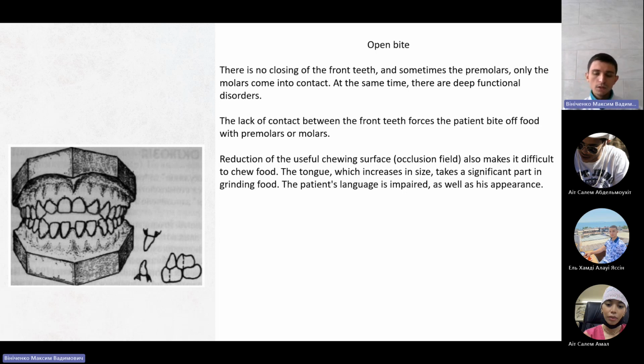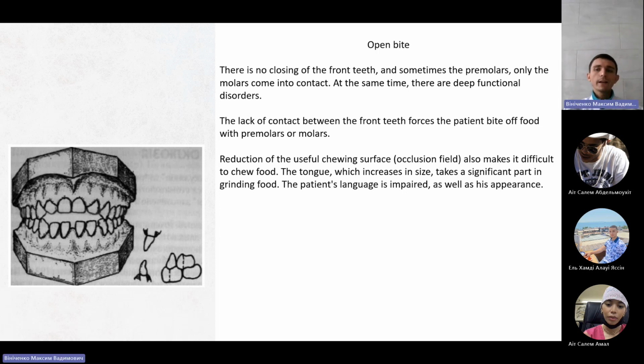What can cause the open bite? It can be a pathology of breathing. If the patient has mouth breathing, they do not breathe with their nose, they breathe only with their mouth. The masticatory muscles push on the upper and the lower jaw from both sides, and the patient has an open bite.